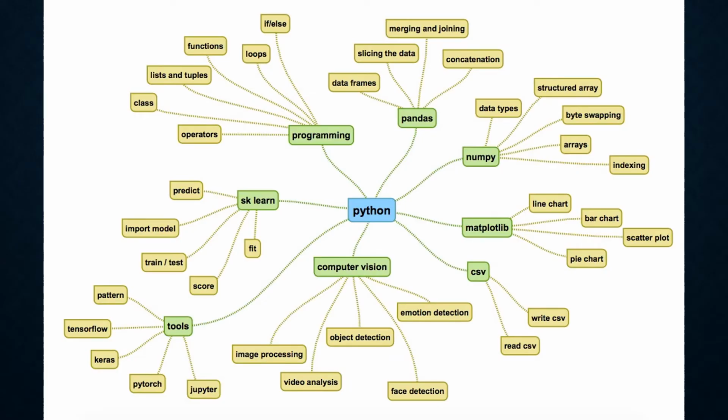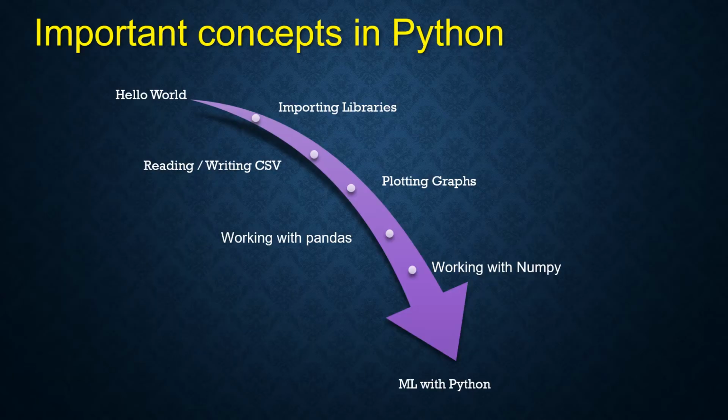There are a lot of keywords related to Python and it feels overwhelming. We will focus on the concepts required for data science. In this part, we will look at pandas, numpy, matplotlib, CSV files, and more. Today, we will learn some very basic and important concepts for doing data science: a simple hello world, importing libraries, reading and writing CSV files, plotting of graphs, working with data sets using pandas, working with arrays and numbers using numpy, and an ML program with Python.